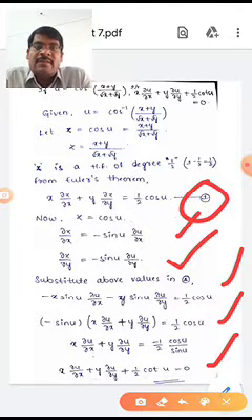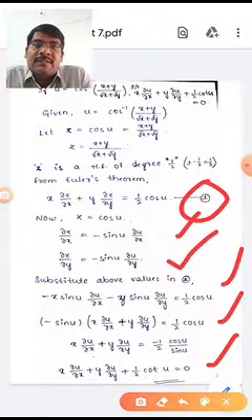Here this is the first order Euler's theorem on homogeneous functions. Now, in the next video we'll see the second order Euler's theorem on homogeneous functions.